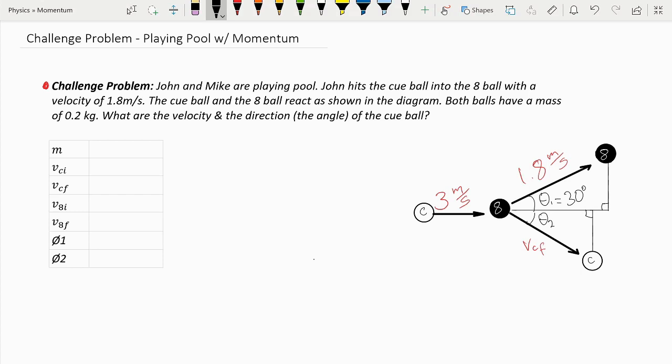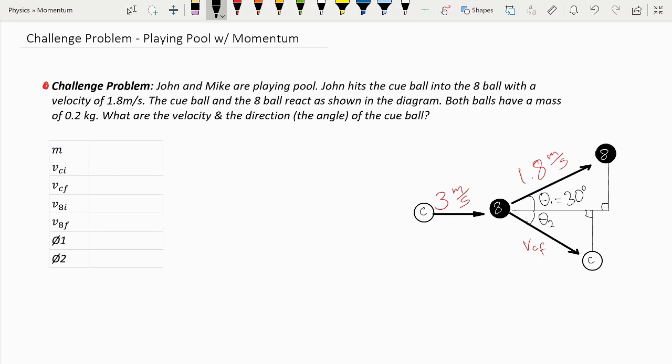So as we can see in the diagram, the cue ball is fired into the 8 ball at 3 meters per second. The angle at which the 8 ball gets flung upward is theta 1, or 30 degrees, and the angle that the cue ball gets flung downward is theta 2, and that we need to calculate along with the velocity with which it was flung down. So now let's go and fill out our table.